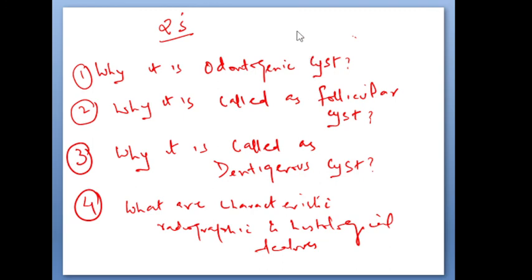Lastly, some questions. Number one, why is it an odontogenic cyst? Number two, why is it called a follicular cyst? Why is it called a dentigerous cyst? And what are the characteristic radiographic pathology features? Let us try to answer all these questions after studying dentigerous cyst. Thank you.